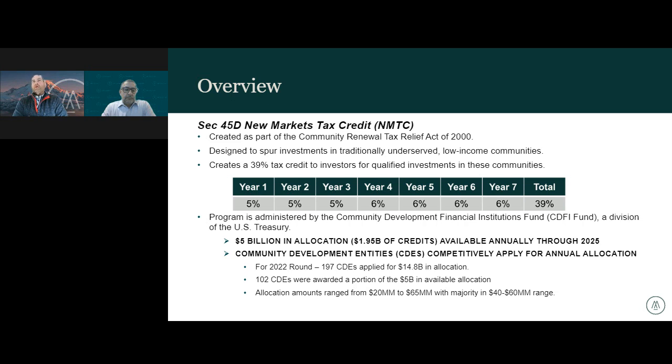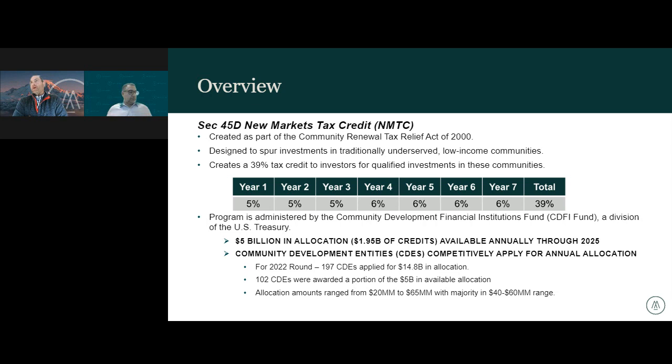What the financing does is create a 39% tax credit to investors that make qualified investments in these communities. The investors in these structures are typically your large financial institutions. So think US Bank, Chase, Wells Fargo, you name the large financial institution, they probably have an arm that invests in new markets tax credits. The program is administered by the Community Development Financial Institutions Fund, which is a division of the Treasury, and there's $5 billion of allocation available annually through 2025.